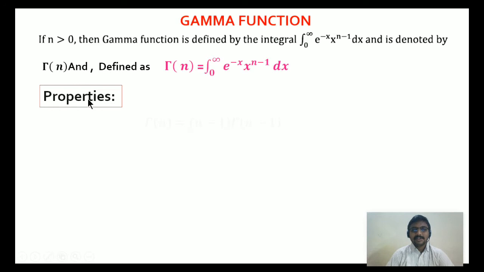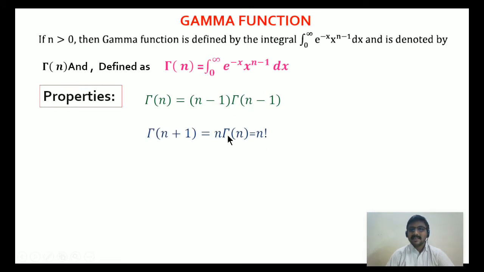Properties of gamma function: gamma of n is always equal to (n minus 1) gamma of n minus 1. Replacing n by n plus 1, we have gamma of n plus 1 is n gamma of n, that is n factorial, which is used for positive integers, and gamma of n is gamma of n plus 1 by n. And we have the definition, that is, gamma of n by k power n is the integral from 0 to infinity of e power minus kx into x power n minus 1 dx, where k is a constant.